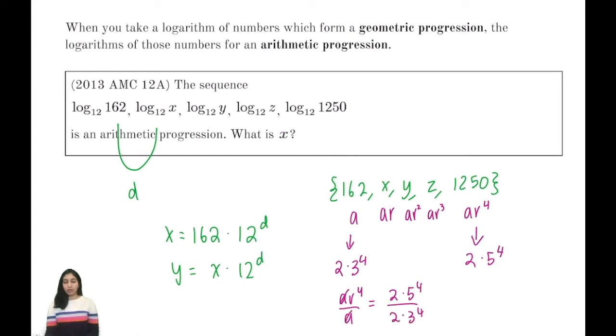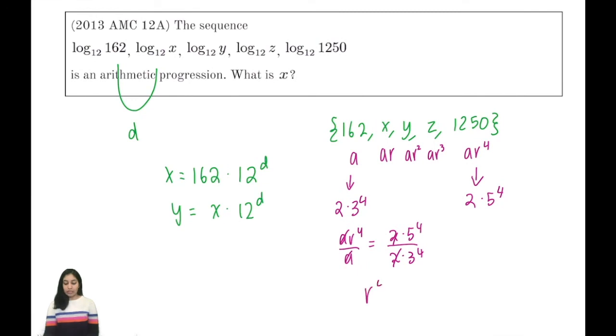Now we can cancel a from both our terms on the left-hand side, and we can cancel 2 on the right-hand side. And we'll see that r to the 4 is equal to 5 to the 4 over 3 to the 4. And that tells us that r is equal to 5/3. Now what we want to do is find x. So we know that x is equal to 162 times our ratio. So 162 times 5/3, which is 270.